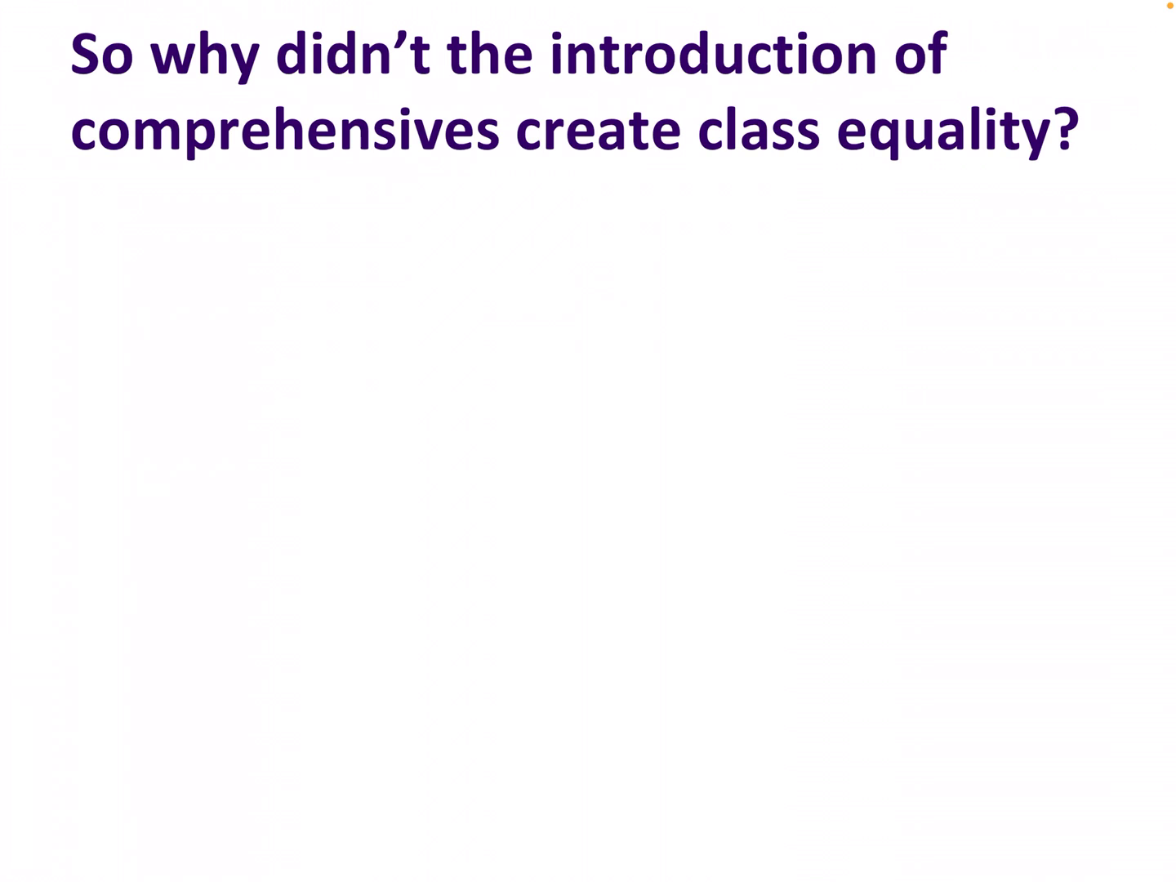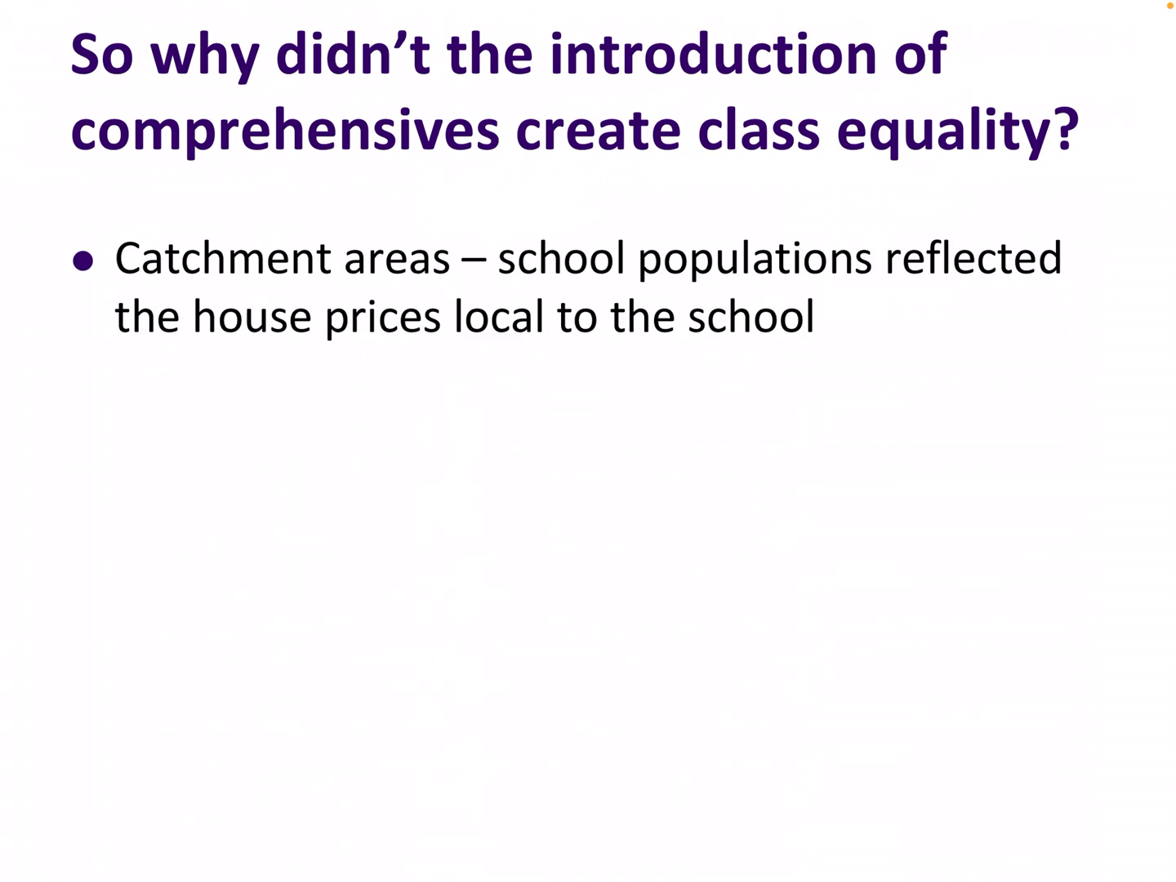So just to summarise, why didn't the introduction of comprehensives create the desired class equality that Labour believed it would? You have already answered this question for me, but if you could pause and have a think and see if you can get down some ideas, that'd be great. And I'll just take you through the main points, so hopefully you thought of these. First one was, as I said before, catchment areas.